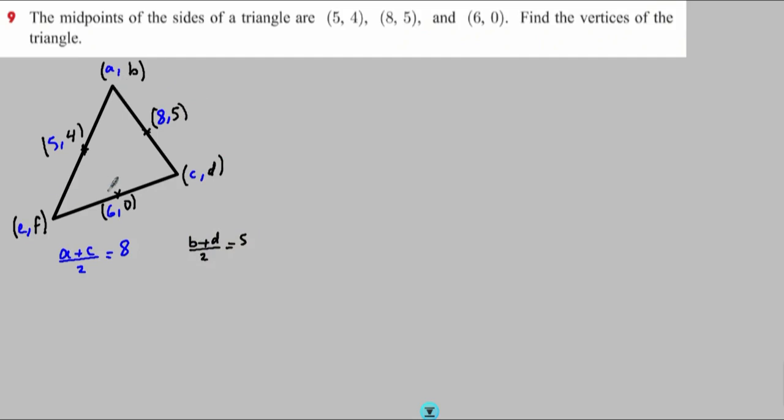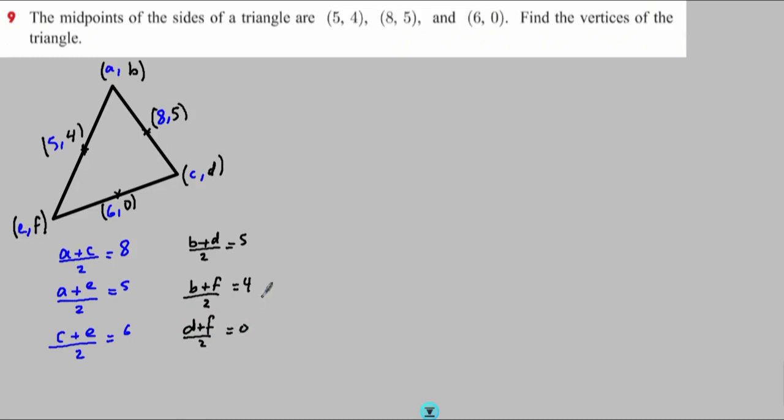And we do the same process for the two other sides. If we take the x coordinates for this side, we have A plus E divided by 2 equals 5, and B plus F over 2 equals 4, and finally, using the same analysis, C plus E divided by 2 equals 6, and D plus F over 2 equals 0.